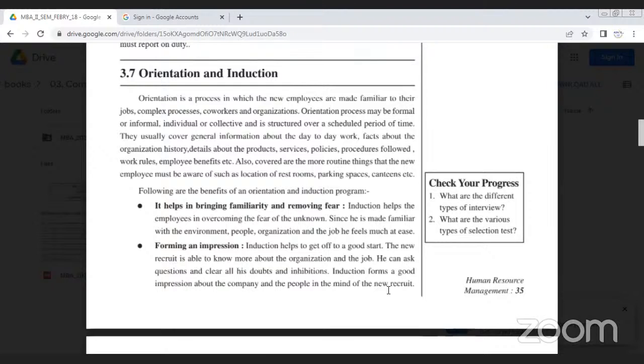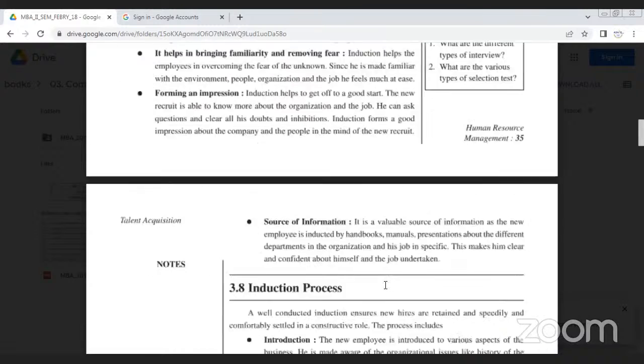Orientation and induction. Orientation is a process in which the new employees are made familiar with their job, complex processes, co-workers, and organization. The orientation process may be formal or informal, individual or collective, and it is structured over a scheduled period of time. It usually covers general information about their day-to-day work, facts about the organization's history, details about the product, service, policy, procedure, work rules, employees' benefits, etc.